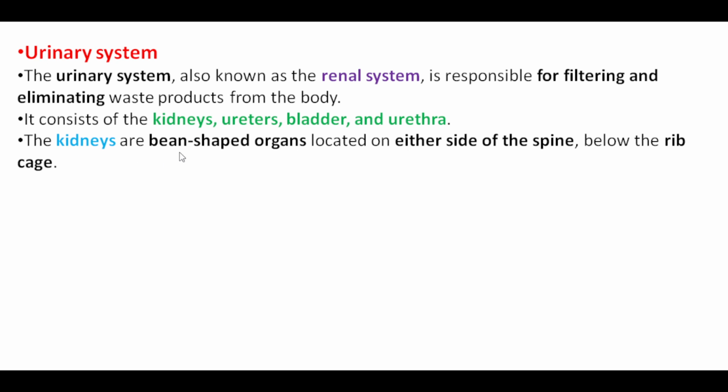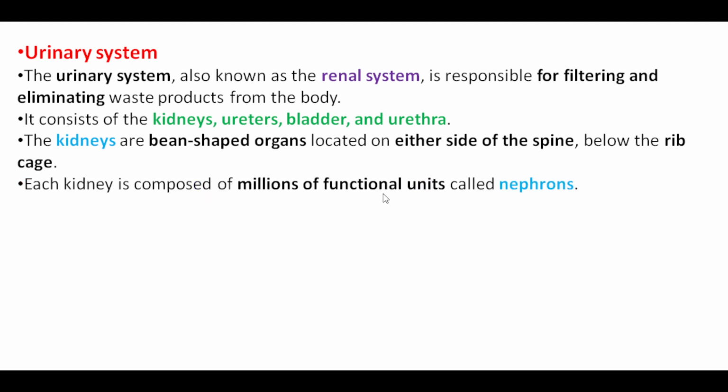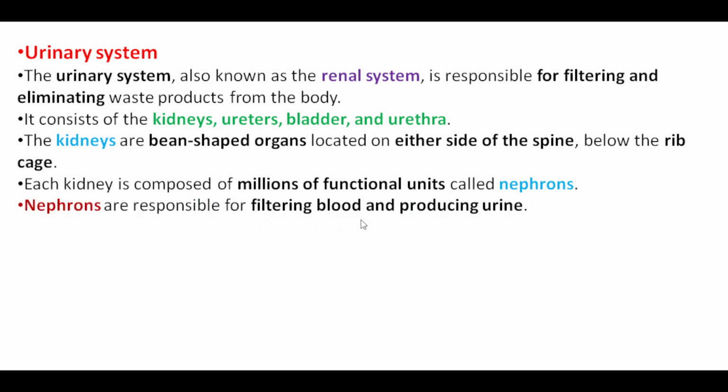The kidneys are bean-shaped organs located on either side of the spine below the rib cage. Each kidney is composed of millions of functional units. We call them nephrons. Nephrons are responsible for filtering blood and producing urine.